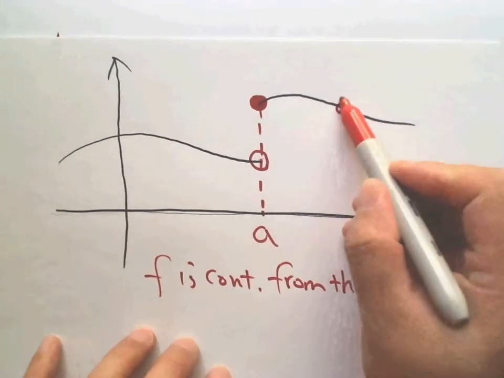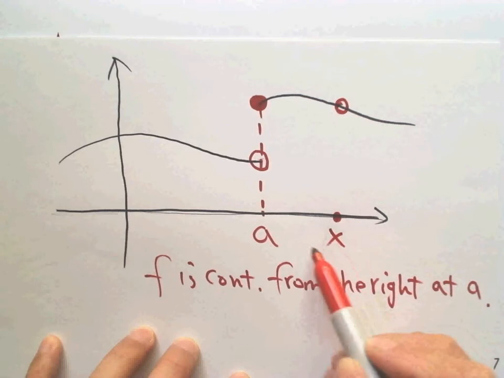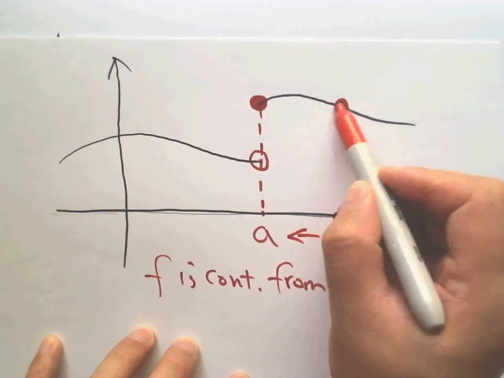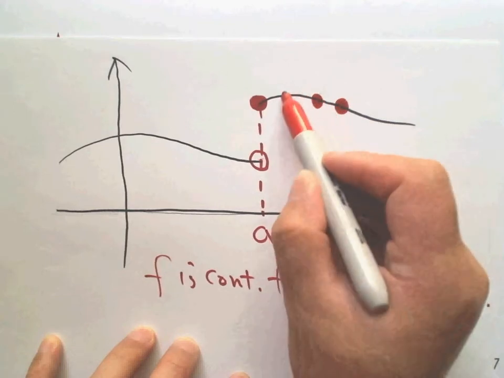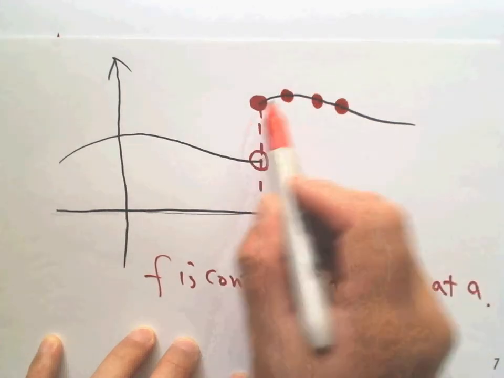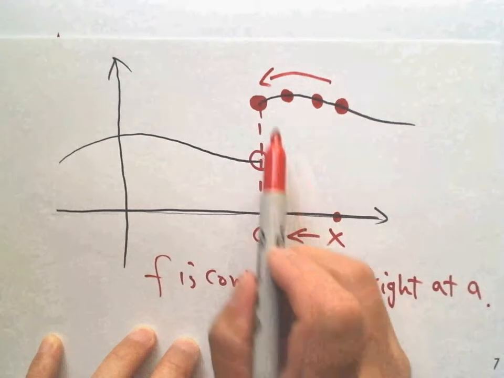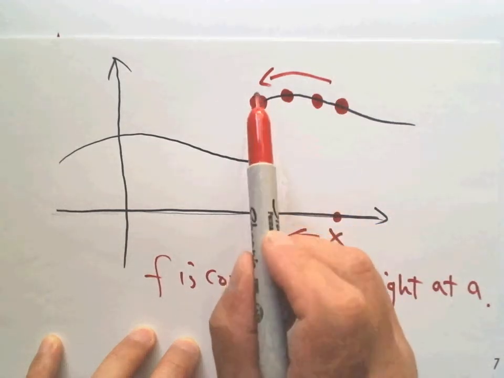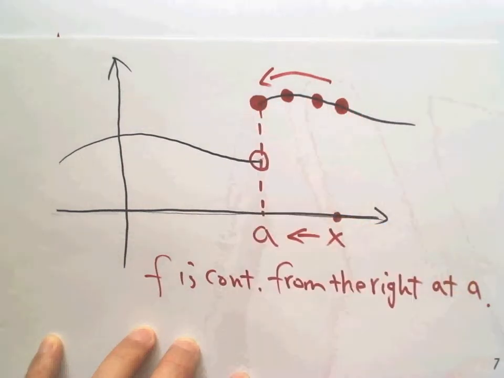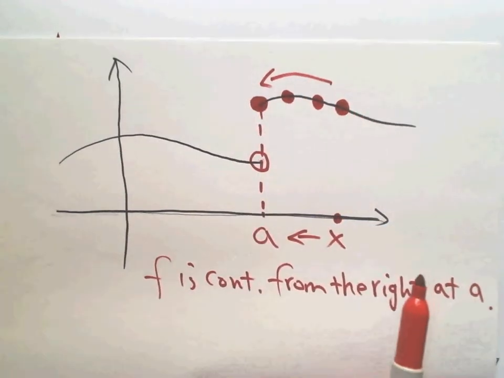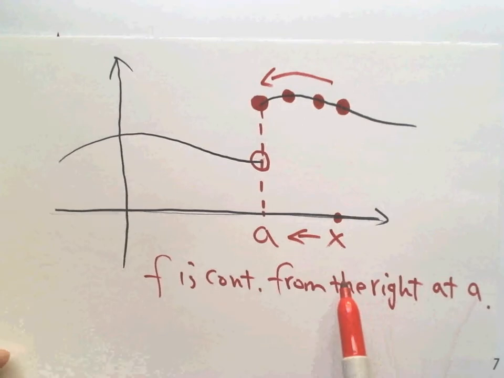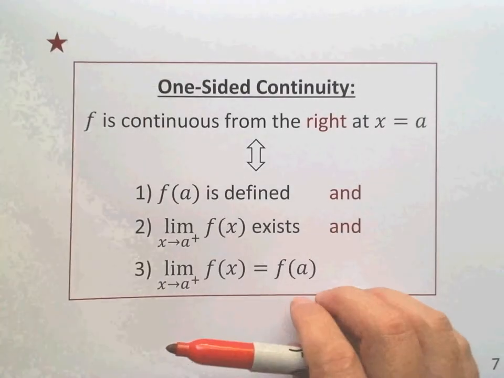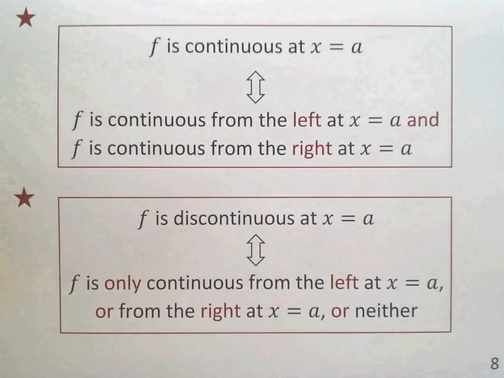Why? Because when we pick any point x here and x approaches from the right side, can you see? This point on the graph will get closer and closer to this point. And they are always continuous, right? Always continuous, even going to the end point. This we call continuous from the right.